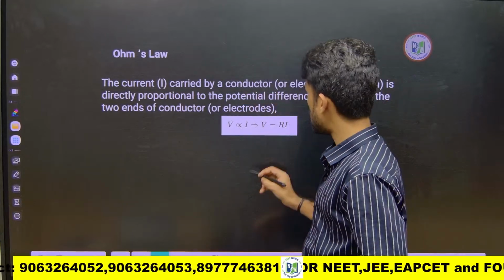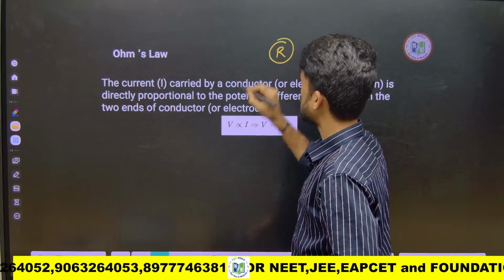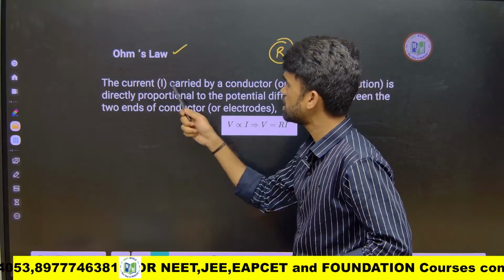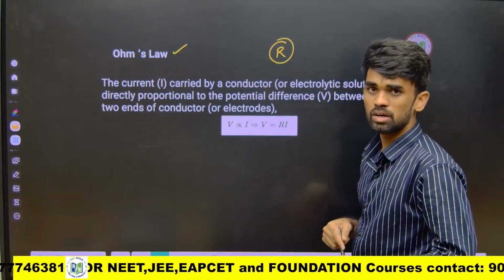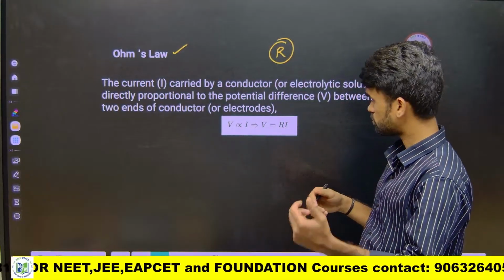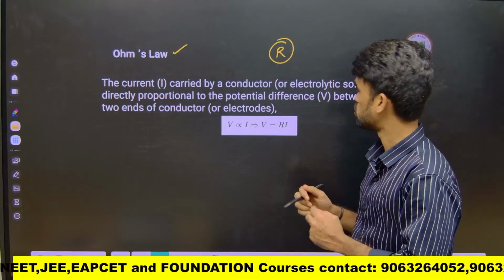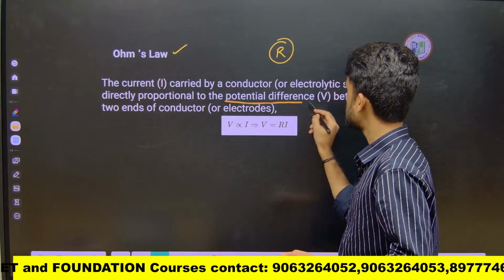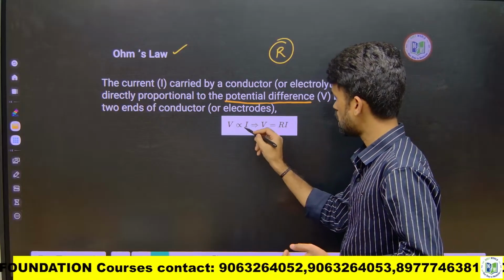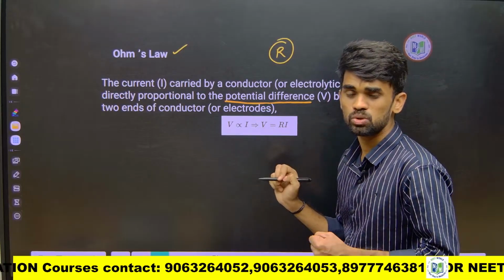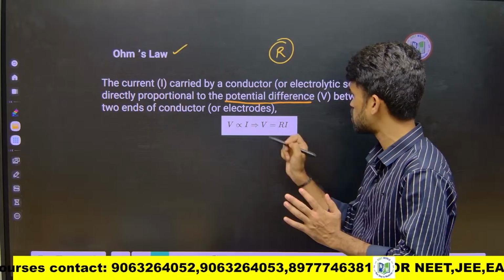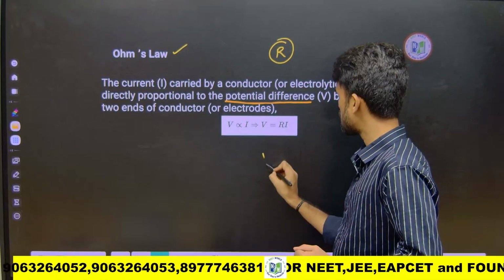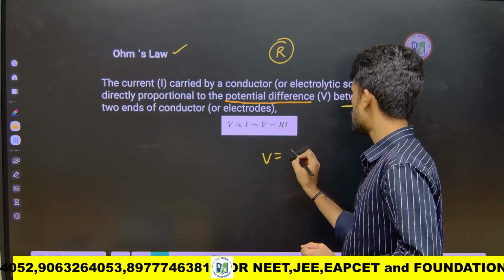So now in order to understand resistance, let us study Ohm's law. Ohm's law: the current carried by a conductor, which may be electrolytic or electronic, both, is directly proportional to the potential difference between the two ends of the conductor. Here I is directly proportional to V. From this we can write V equals IR.